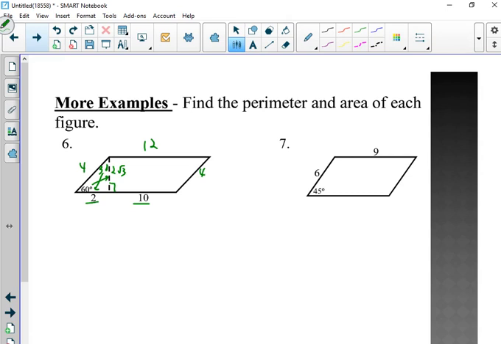So the perimeter is going to be 2 times 12 plus 2 times 4. So 24 plus 8, 32 units. The area is going to be the base, which is 12, times the height, which is 2 root 3. So the area is 24 root 3 units squared.